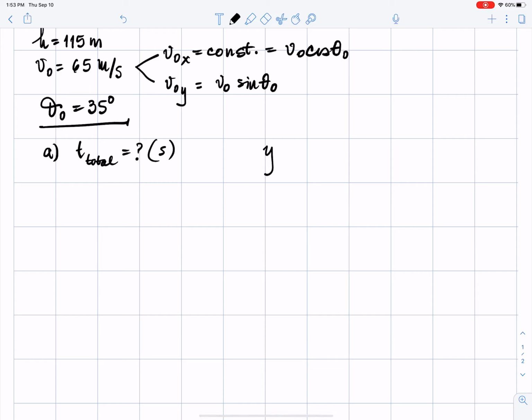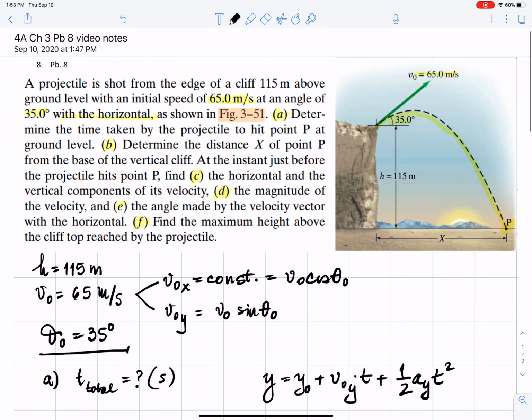What was the general equation in the y direction? y equals y naught plus v0y times the time plus 1/2 acceleration in the y direction times t squared. Now, what I want to depict here, which I think is important: because the projectile starts moving up first, I am going to take the positive direction as moving up. That means acceleration in the y direction is negative g because it's going down. So when you put this into the problem, it's easier that way.